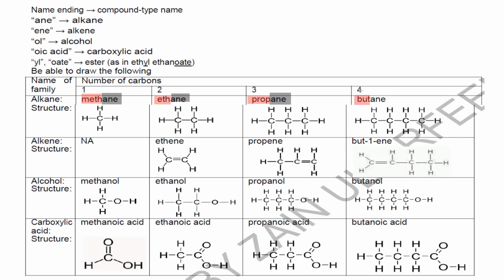Single bond between them, ane. So it is butane. Now, when we check the second one, two carbon atoms. So if two carbon atoms are there, due to the presence of two carbon, it is eth. Because there is a double bond, so it is ene. So it is called ethene.